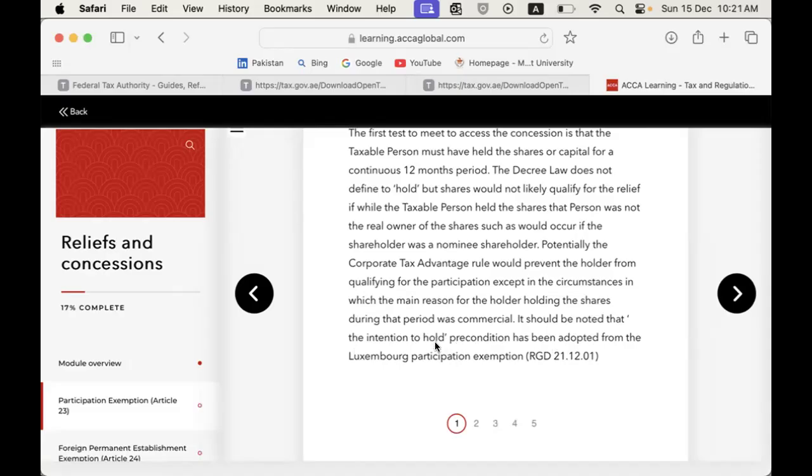Intention to hold. So, the 12-month period has not been completed. We're still in the 10th month, but a declaration is provided by the UBO shareholder that we intend to hold it for the next 12 months. That will also suffice.